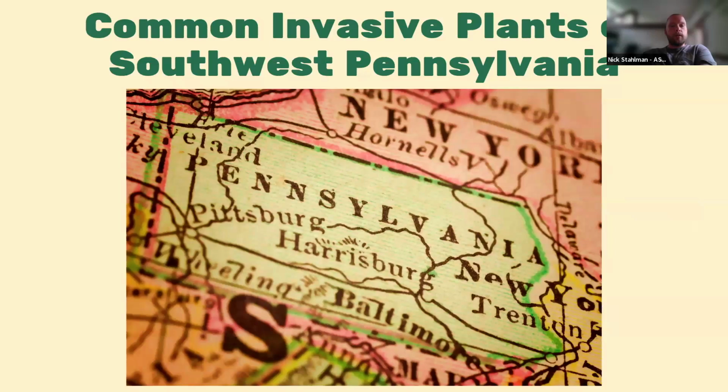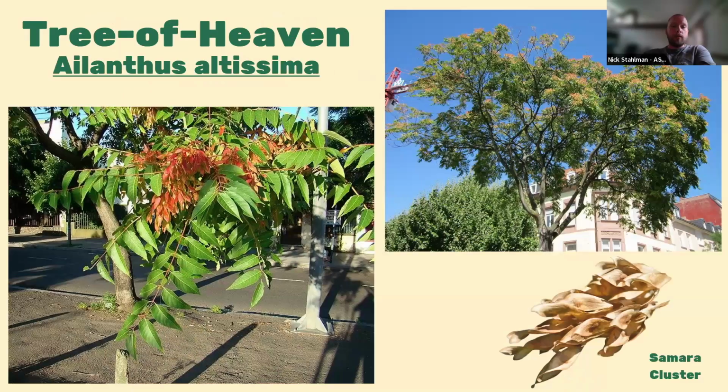So that is a nice overview of invasive plants and invasive species in general. So we are going to get into the meat of this with some common invasive plants of Southwest Pennsylvania. And up first, we are going to hit the big one, tree of heaven. This is a rapidly growing deciduous tree native to China. It was first introduced in the US in Philadelphia in the late 1700s. This was initially valued as a unique, fast-growing shade tree. It's able to withstand most conditions, whether they're poor urban soils or rich soils out in the meadow.